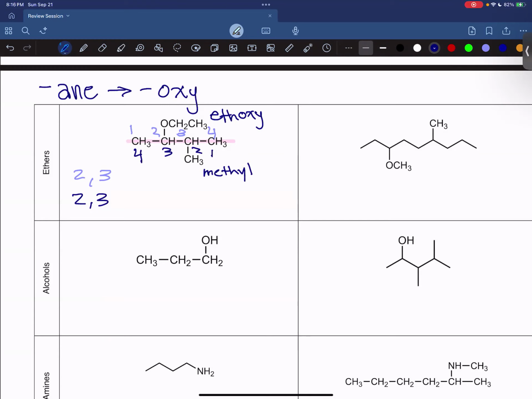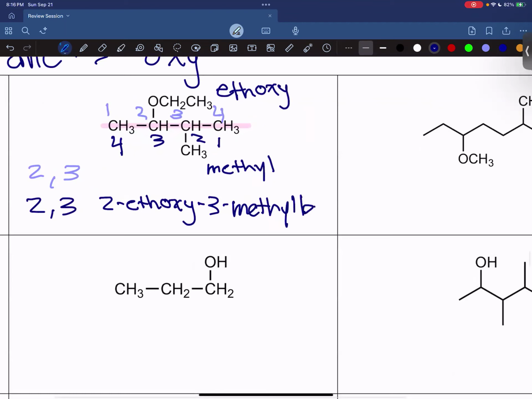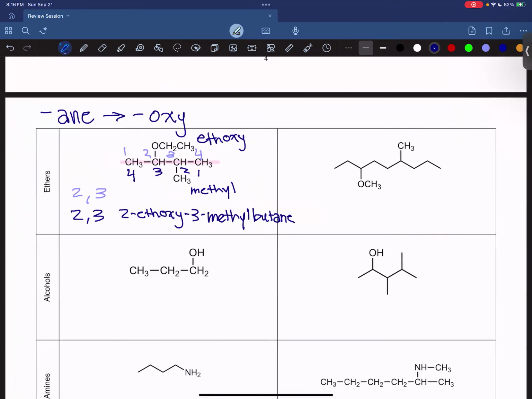So if we put that all together, then we know E comes before M alphabetically, so we would have 2-ethoxy, 3-methyl butane. Okay, awesome. Does that make sense?